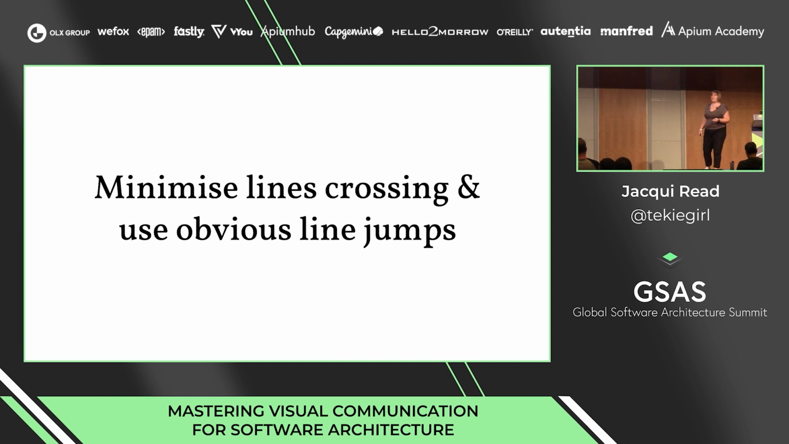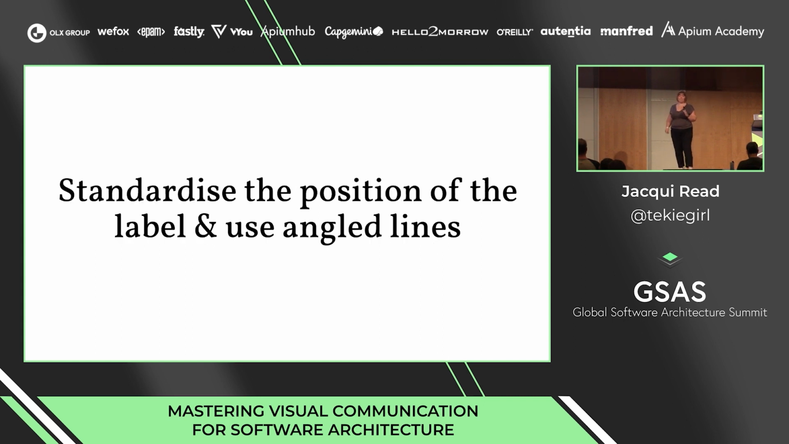So, first point, minimise lines crossing. And one way to do that is just to move bits around, play about with it, and use obvious line jumps. Most software actually allows you to set that up, and even things like diagrams.net, with Draw.io, which is free, allows you to change the size of your line jumps, so you can make them really obvious.